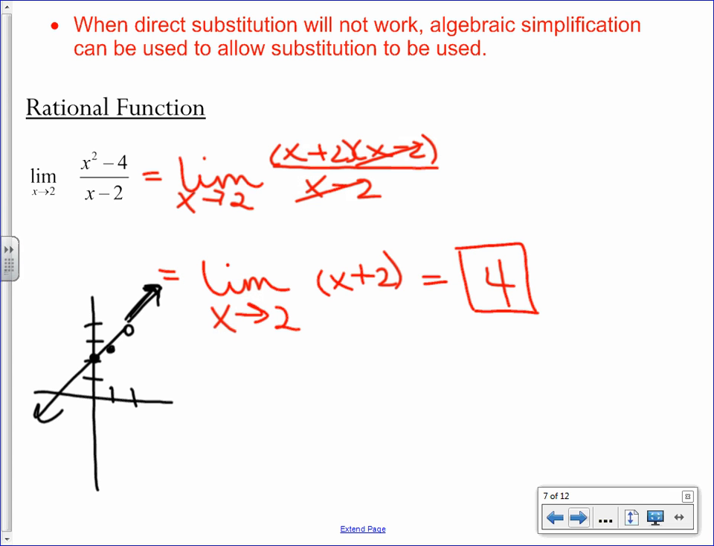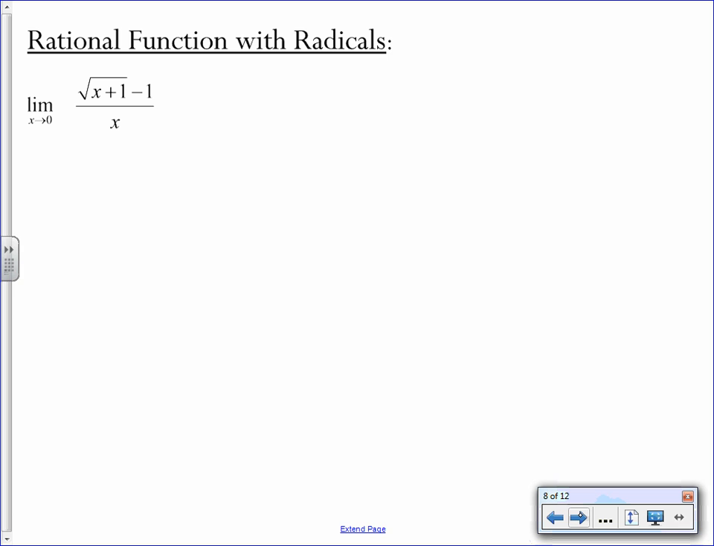Okay? So, if it's a rational function, check to see if your direct substitution makes your denominator 0. If it does, see if you can factor so you can cancel out factors and then use direct substitution. But if it doesn't make your denominator 0, don't go through that work. Just plug it in. Okay? Maybe you remember seeing something like this last year. Maybe, maybe not.